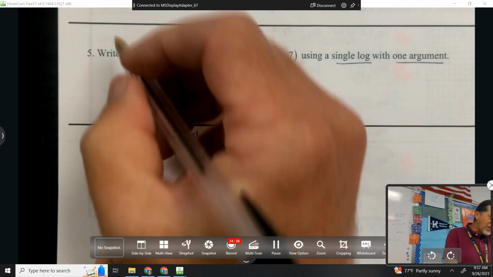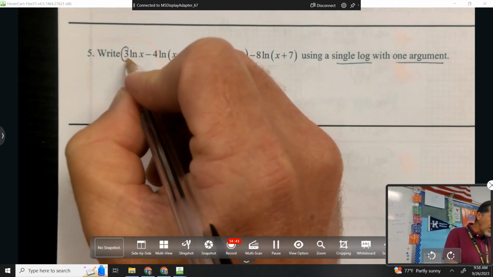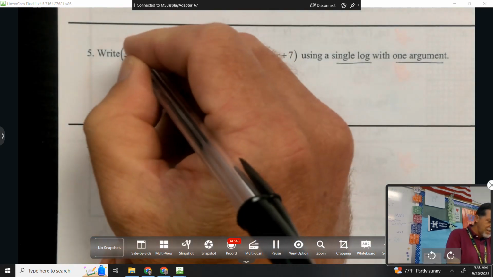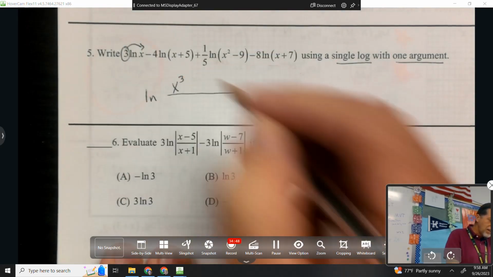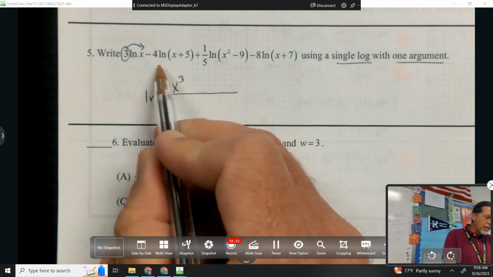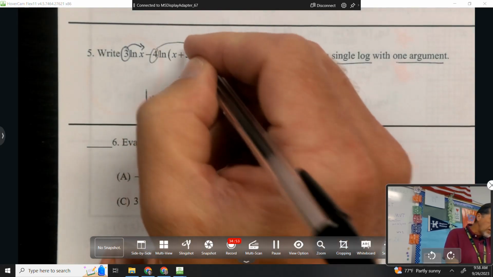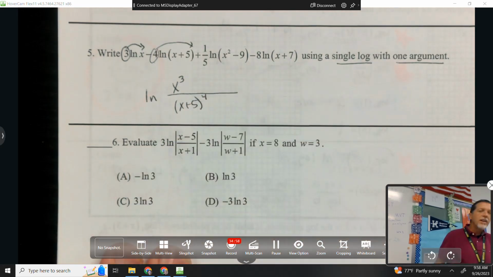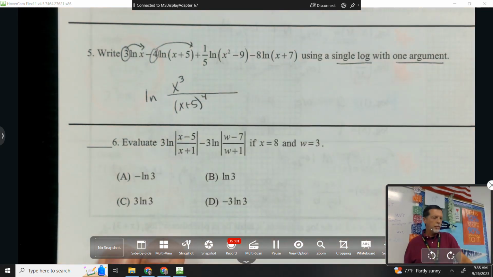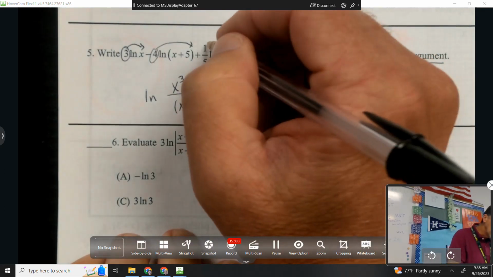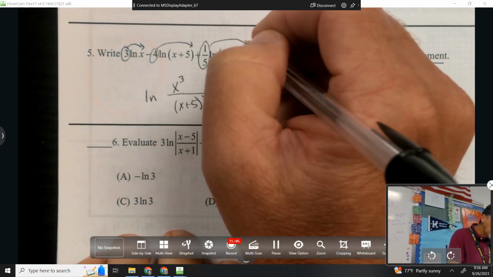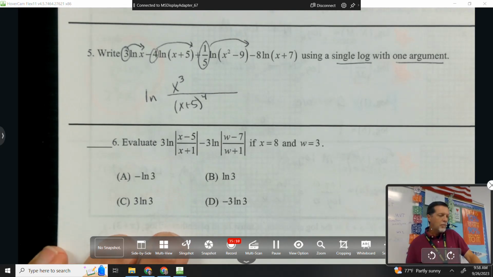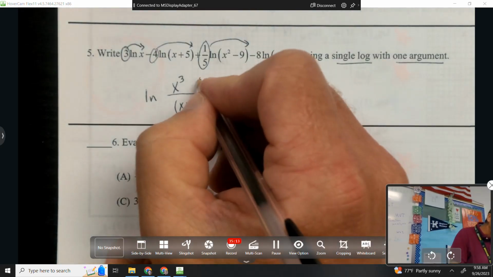Yes. Okay, so what can I do with this 3? Make it x cubed. And then this 4 can go up as an exponent, but that's subtracted, so I need x plus 5 to the 4th in the denominator. 1/5, I could write it as 1/5. That's fine. They probably want you to recognize that that's a fifth root.